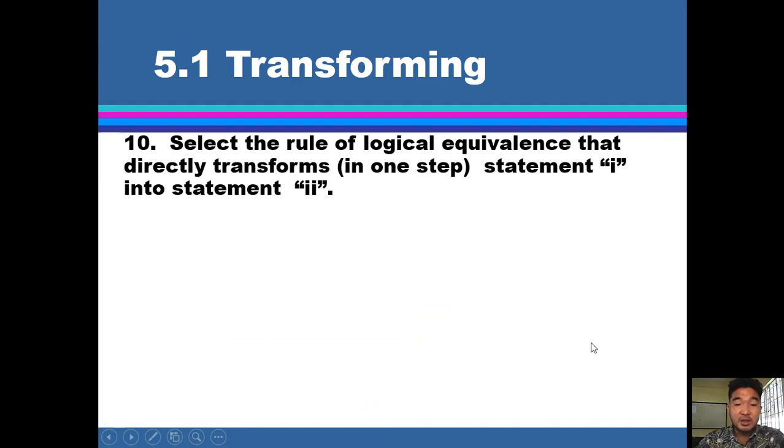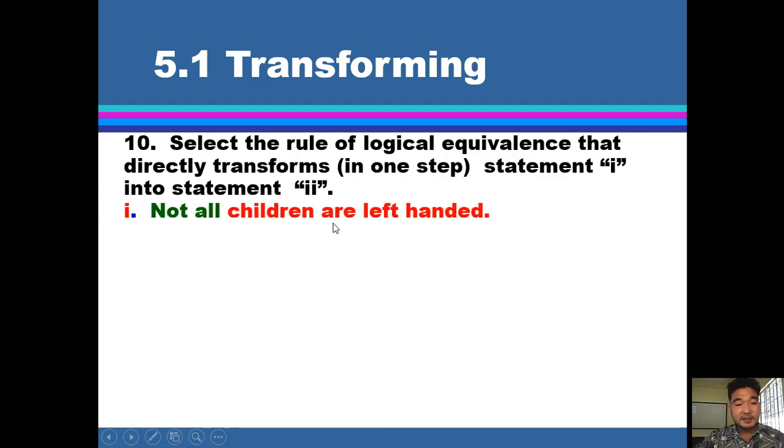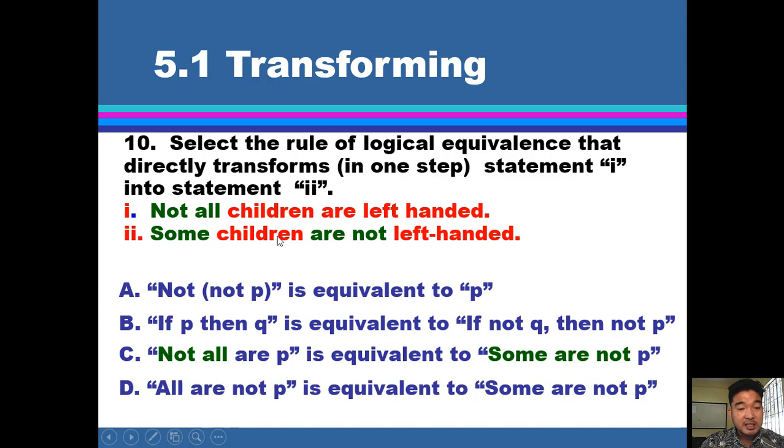Transforming. Select the rule of logical equivalence that directly transforms in one step statement 1 into statement 2. Yan. So this is statement 1: Not all children are left-handed. And then the second statement is, some children are not left-handed. Ang gagawin natin dito, pagsasamahin daw natin ito, no? Yung dalawang ito, itatransform natin into one statement. But we have to select the rule of logical equivalences that directly transforms these two statements.